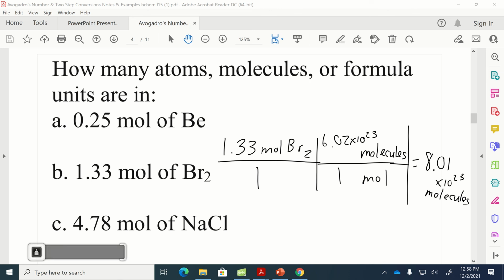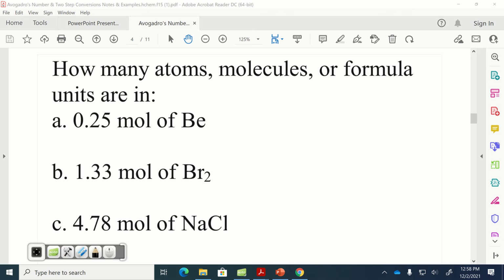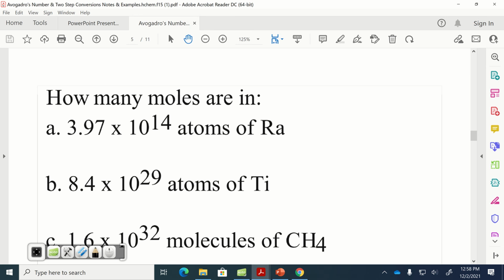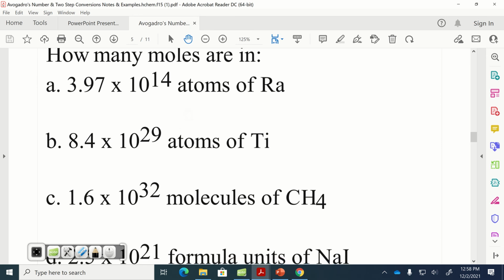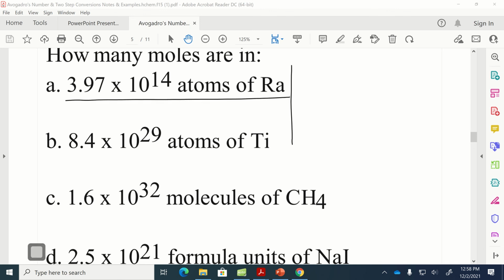Now, what if I have to go the other way? What if I have particles and I'm trying to get you to go back to moles? The only difference is where the numbers are going to go. The units are going to change, so the numbers have to follow with the units. If I look at the first one here, I have 3.97 times 10 to the 14th atoms of radium. I'm just going to use that right off the bat. You don't have to have the word "of," but that's okay.